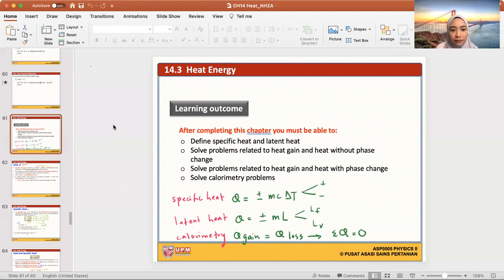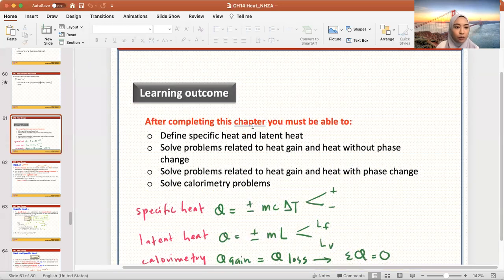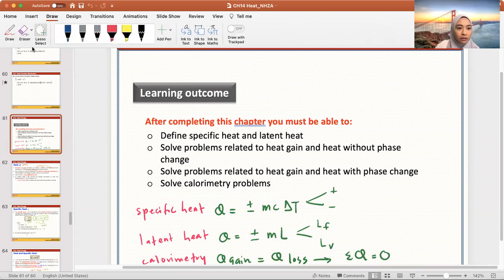Alright, so yesterday I started recording. We talked about specific heat, latent heat, and calorimetry. But calorimetry we only touched a little bit. We will go in deeper today. So latent heat, latent means hidden, which means that you are not seeing the temperature difference. No increase in temperature, so you can't see it.